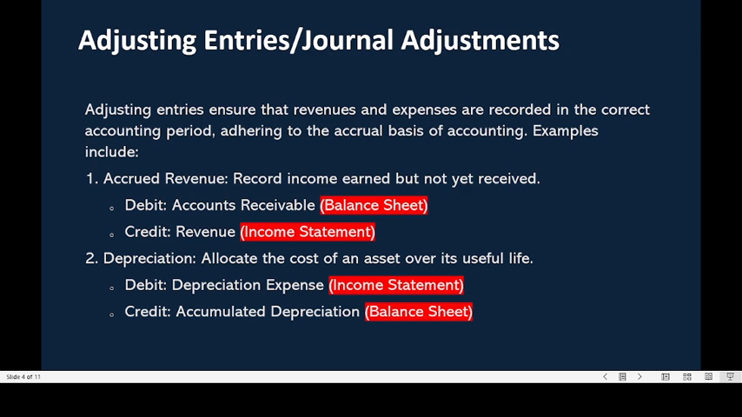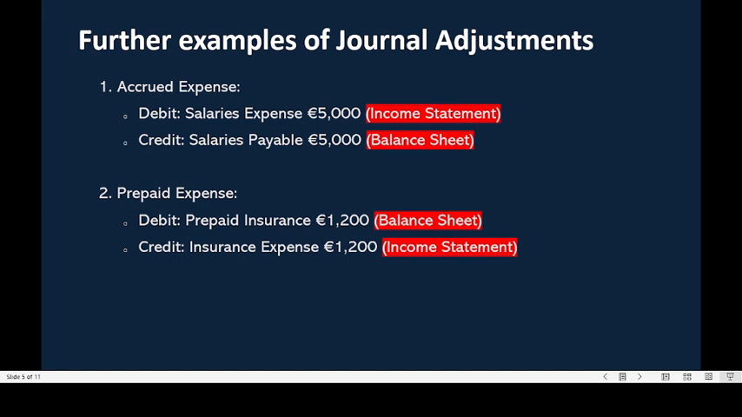A journal adjustment is also required for depreciation, which is simply an estimate of the notional cost of the wearing out of an asset over a certain period of time. Debit, depreciation expense. Credit, accumulated depreciation. These adjustments provide a more accurate financial picture of the financial performance of the business. The following are a couple of common examples of further journal adjustments.